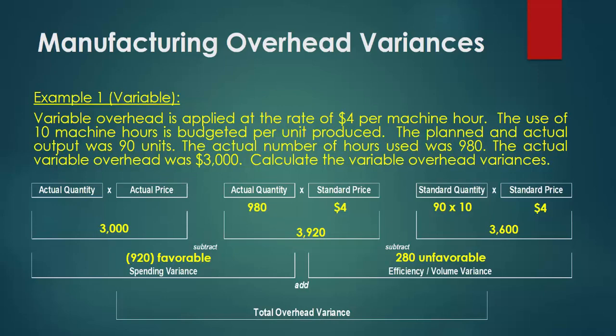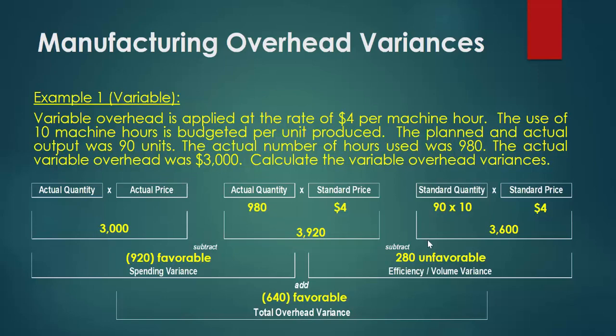And the reason for this is that we ended up using more hours than we thought that we would use. We anticipated that to make 90 units, we would use 900 hours, right? Because 10 hours per unit times 90 units should be 900, right? But we actually used 980. So since we used more hours than anticipated, that led to an unfavorable variance. If we wanted to know what our total variable overhead variance was, we would then add those two subvariances, negative 920 plus positive 280. We end up with negative 640, a favorable total variable overhead variance.